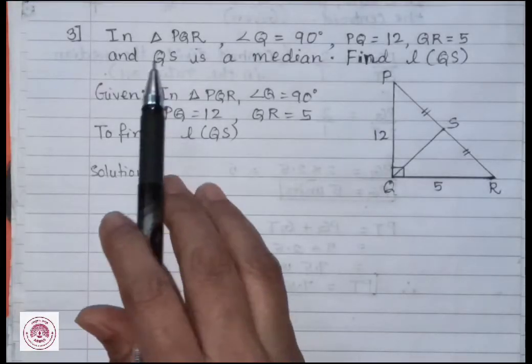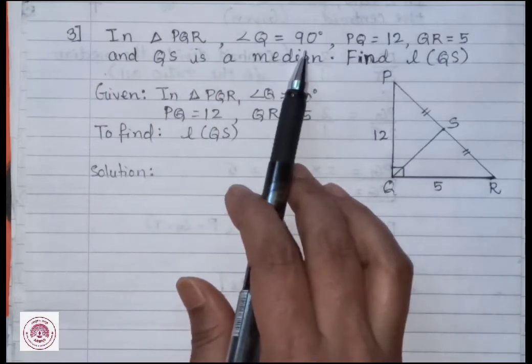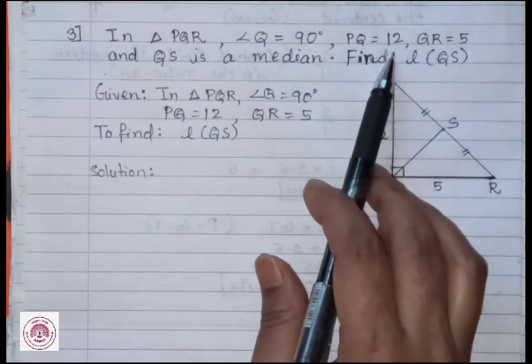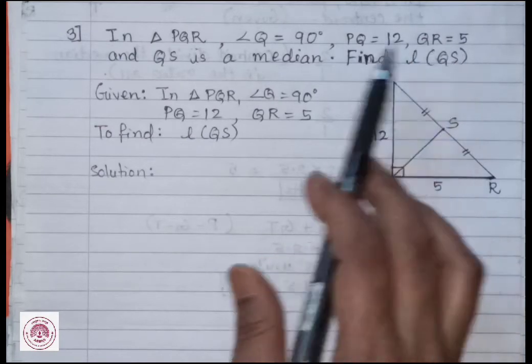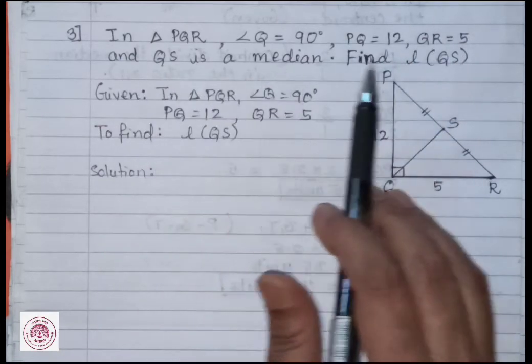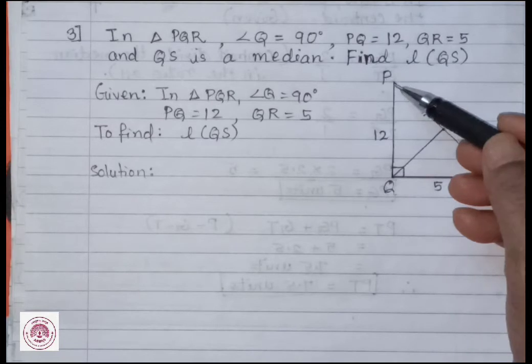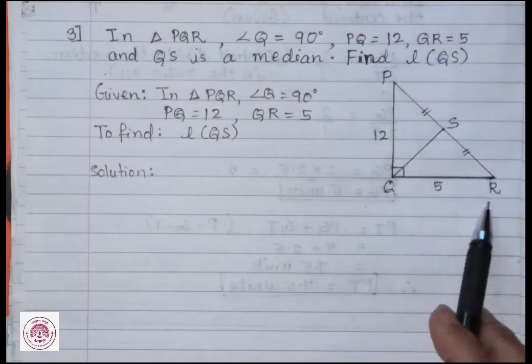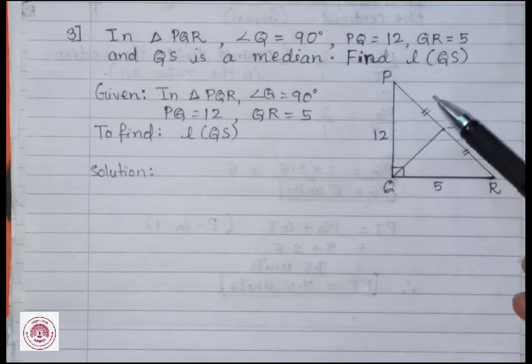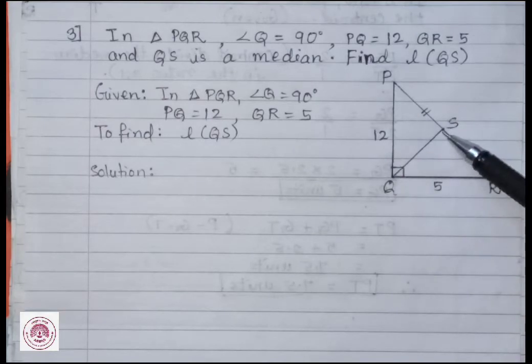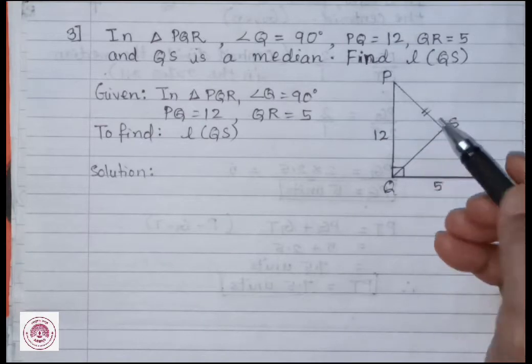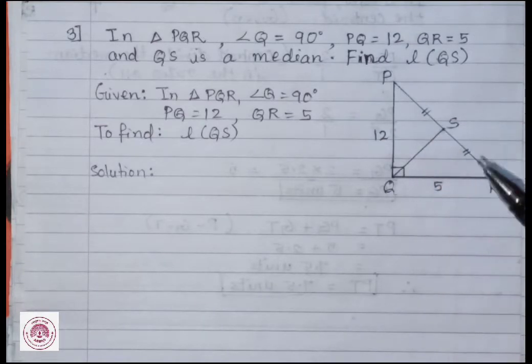Now let's solve question number 3. In triangle PQR, angle Q equals 90 degrees, PQ equals 12, QR equals 5 and QS is a median. Find the length QS. So this is the triangle PQR where PQ is equal to 12, QR is equal to 5 and QS is the median. We have to find the length of QS. Here in this triangle the hypotenuse is not known. We will first find the length of the hypotenuse PR.